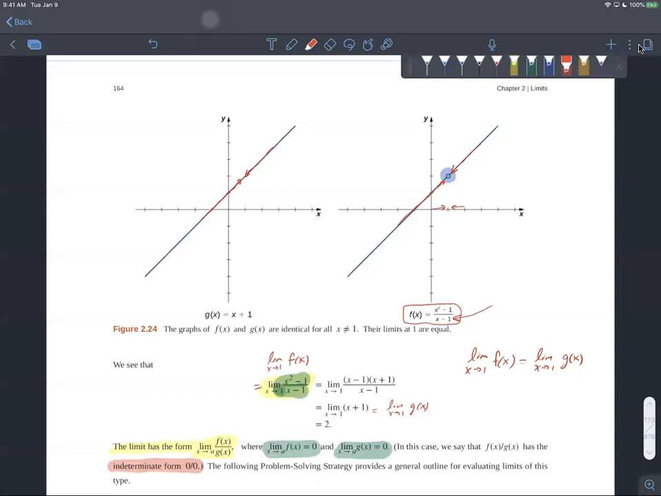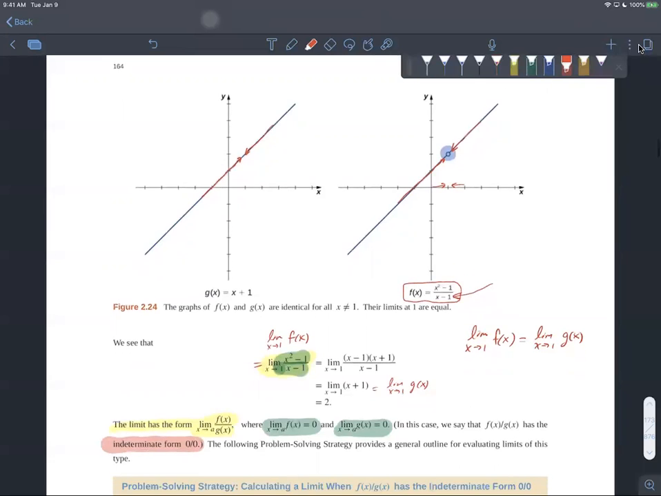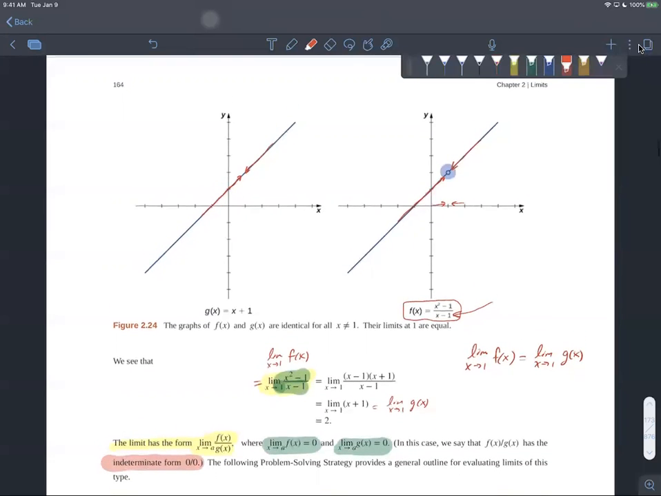This is going to come back later in this class, the indeterminate form of 0 over 0. We're going to talk about the special case later, and expand on it some more. And then the following problem-solving strategy provides a general outline for evaluating limits of this type.